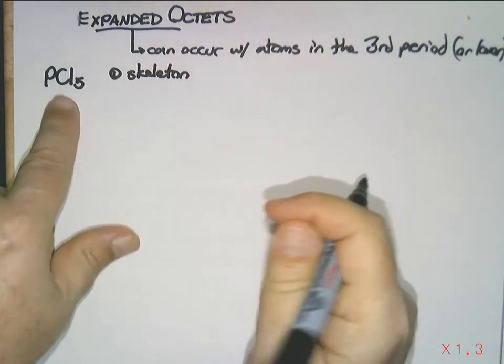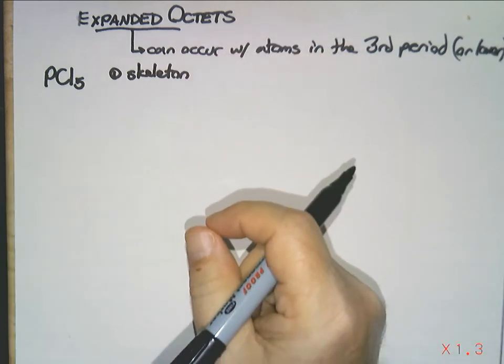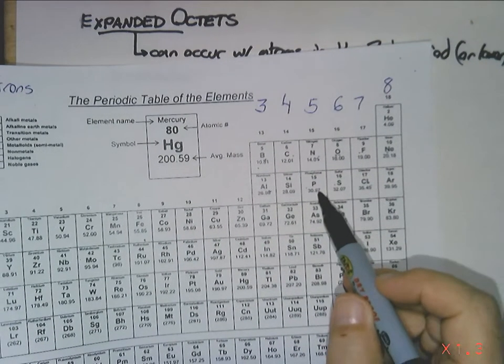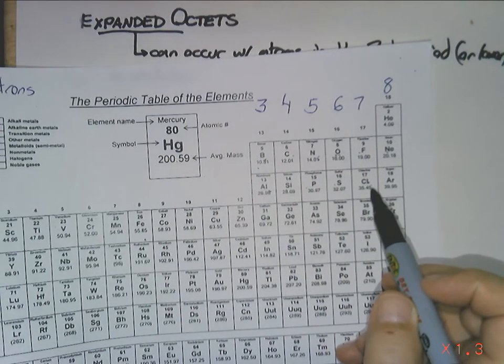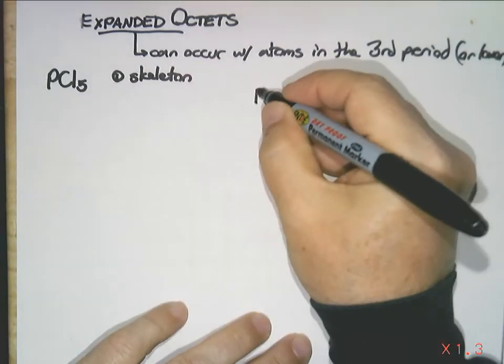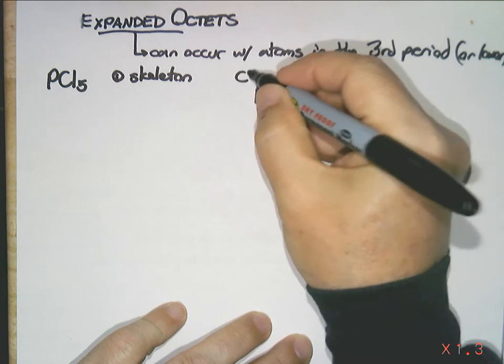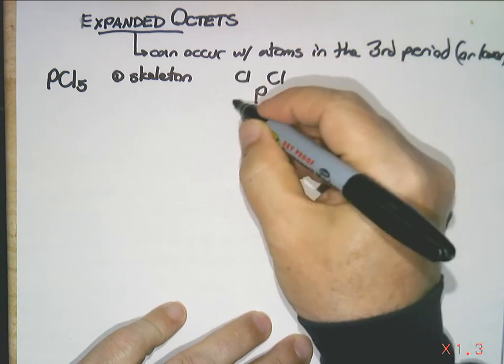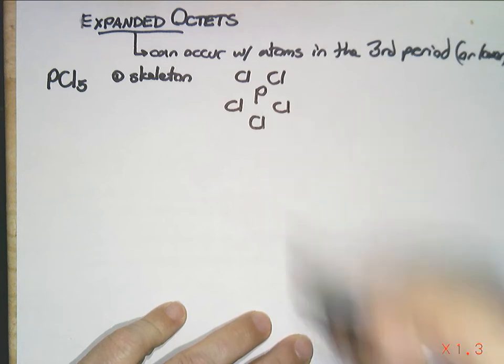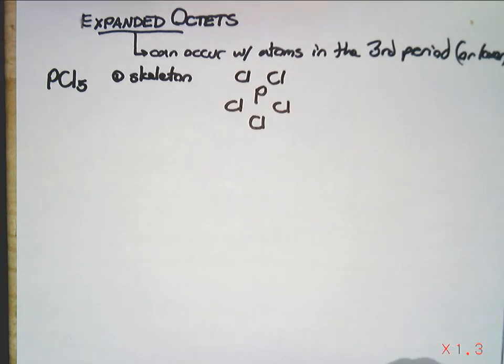Okay, which atom should be in the center? I'll look at my periodic table. It looks to me like P is closer to the center of the table than Cl. So I will put P in the center of my structure. It doesn't matter how I arrange these Cl's around the P, as long as the P is in the center and the Cl's are on the outside.